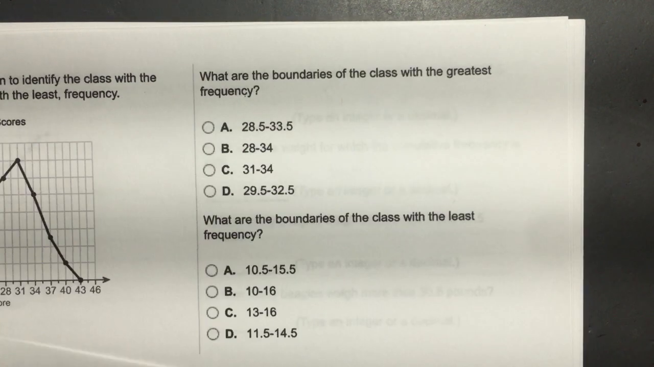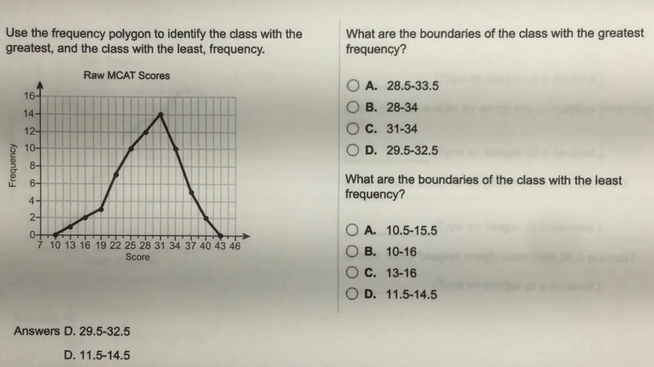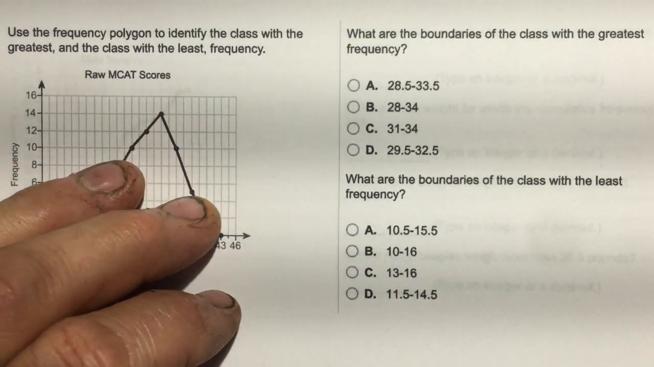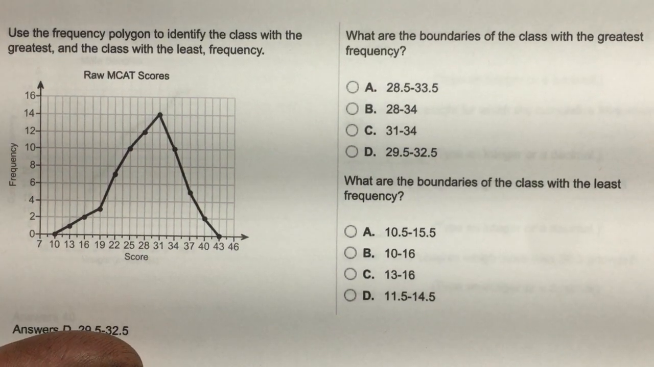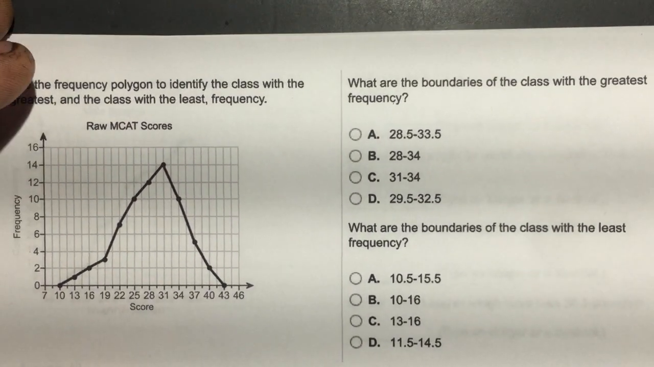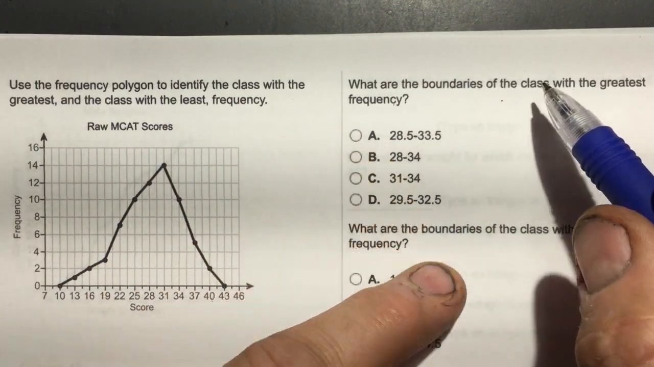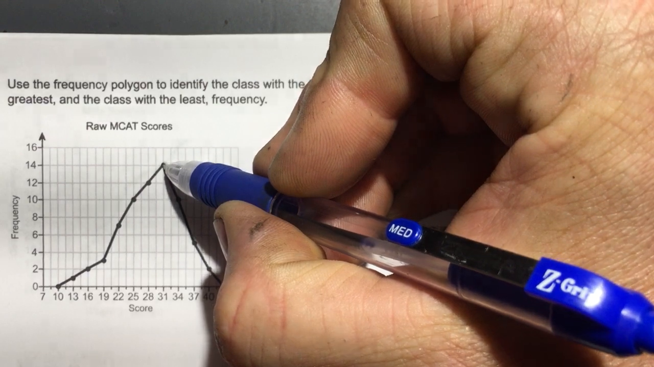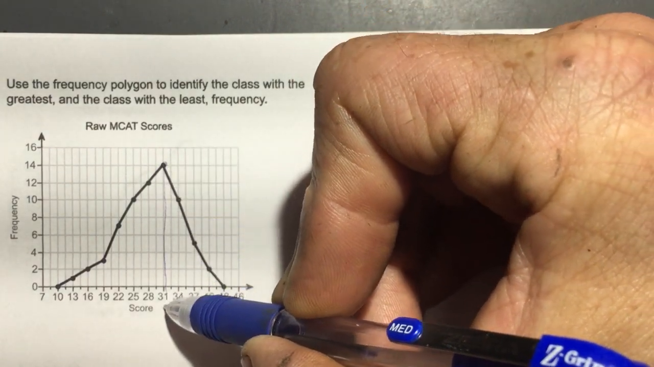All right, I apologize. I'm going to have to watch this screen a little better. All right, here's a frequency polygon. Now, this has a couple questions here. What are the boundaries of the class with the greatest frequency? Here's the greatest frequency right here, which occurs at 31.